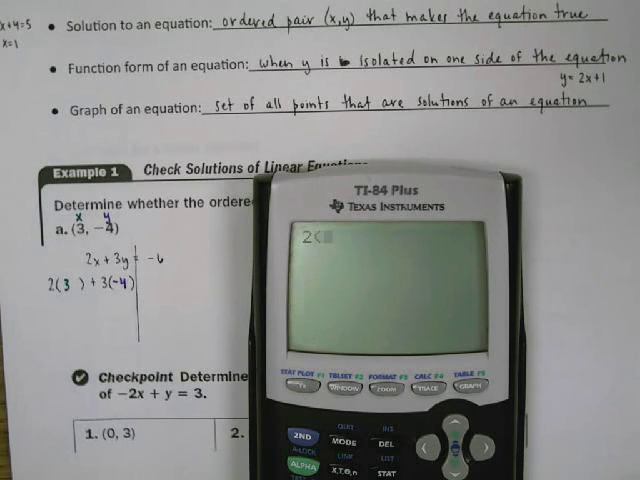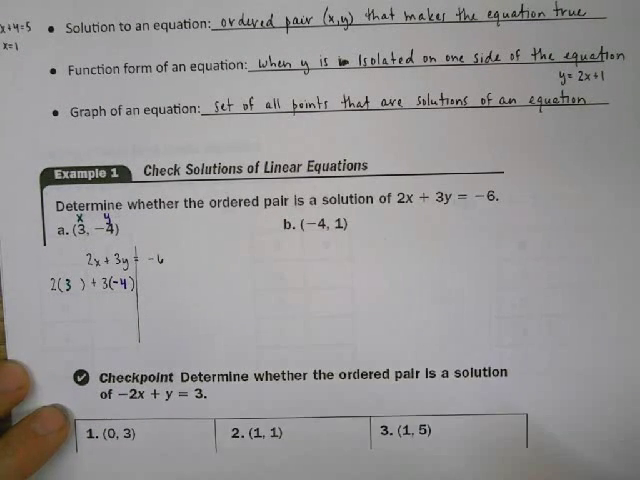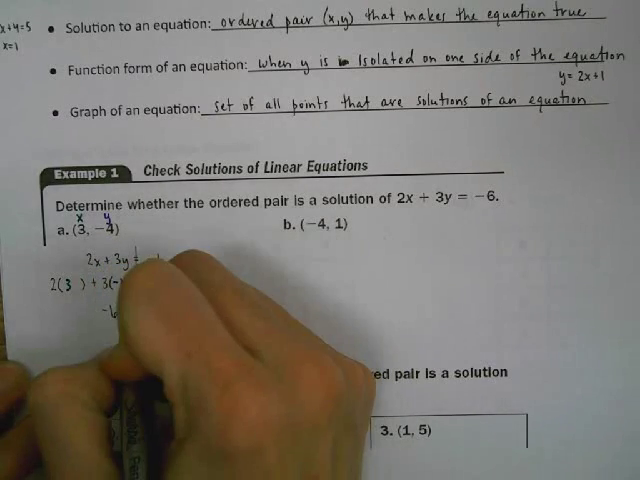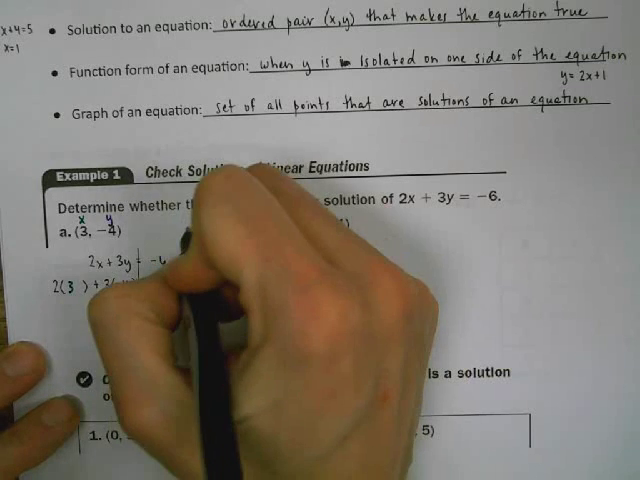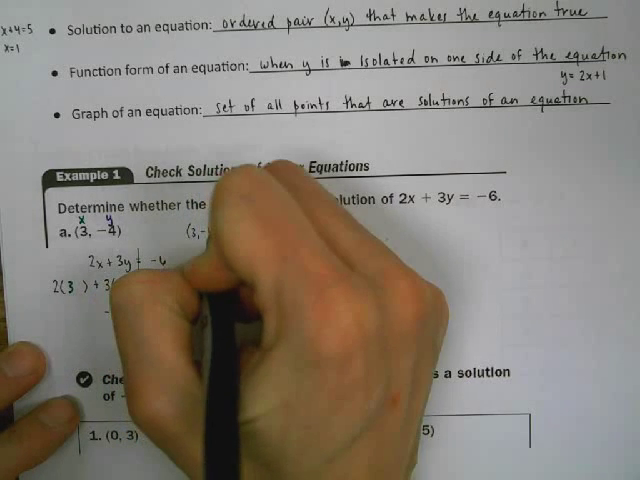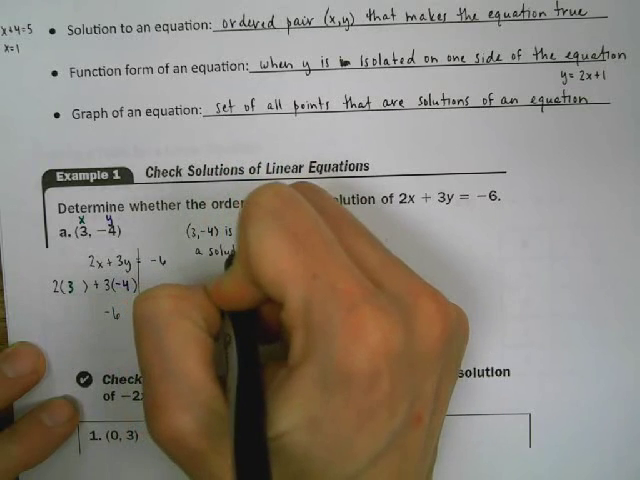So we're going to plug it in exactly how we see it. So 2 times 3 plus 3 times -4, and we get -6. So since -6 is equal to -6, we check out, and we would say 3, -4 is a solution.